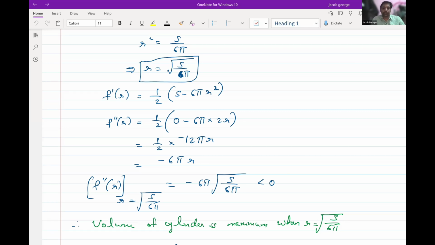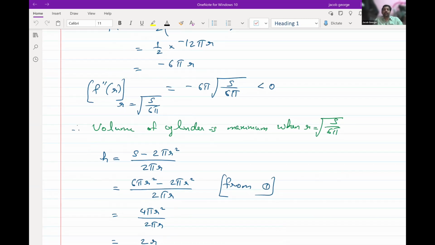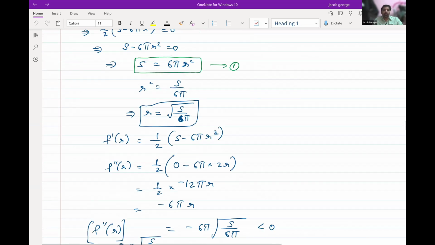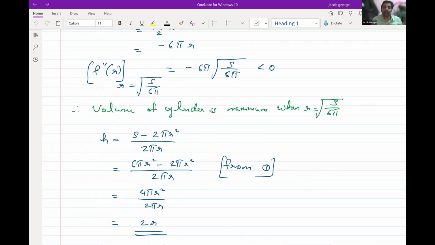Then conclusion. Conclusion is prove that height is equal to 2r. For that we copy that height equation, not equation number 1, before that one: h is equal to s minus 2 pi r square by 2 pi r. Then from equation 1 we substitute s. S is 6 pi r square. So we get 6 pi r square minus 2 pi r square by 2 pi r, or it is 4 pi r square by 2 pi r. So we got h is equal to 2r.